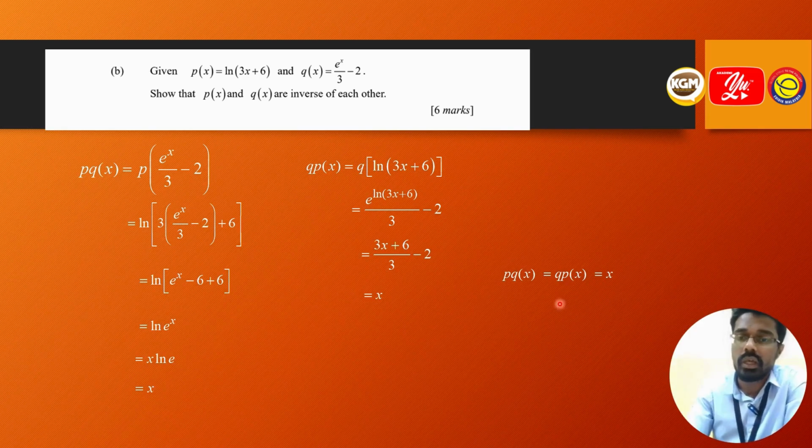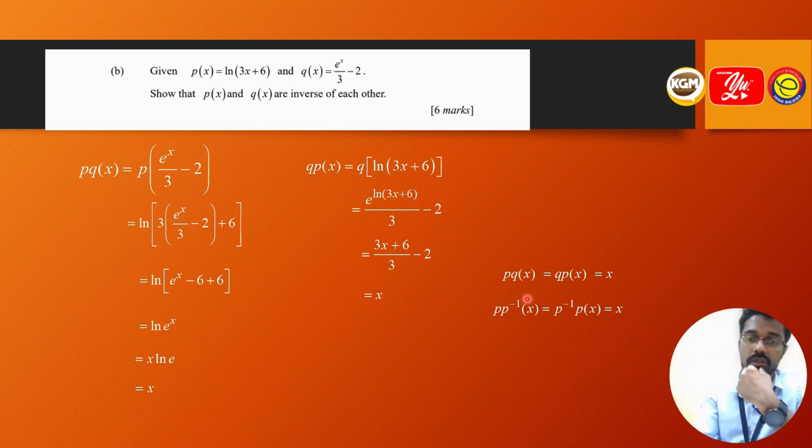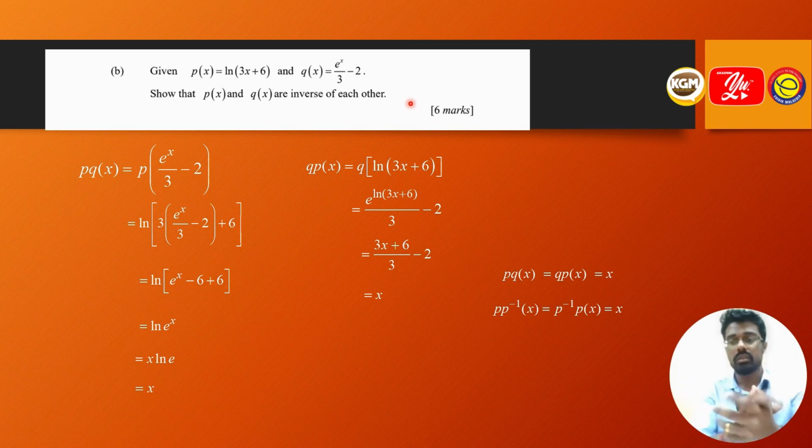And this one we can go and compare with the property. So the property of inverse function is, if I do composite of P with P inverse, that should give me X. Composite of P inverse with P, that would give us X. So by doing comparison, PQ equals X, I can conclude Q is actually P inverse. Or you can actually take this property here, QP equals X, Q is actually P inverse. So you need to conclude Q is actually P inverse. So that would mean P and Q are inverse of each other. Hope that makes sense to you.